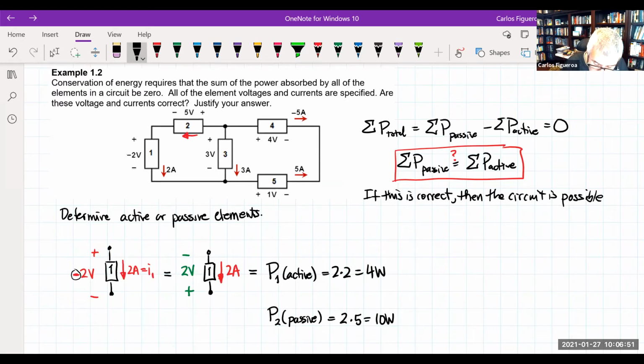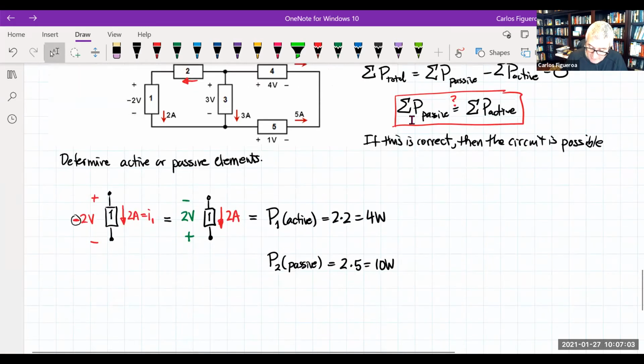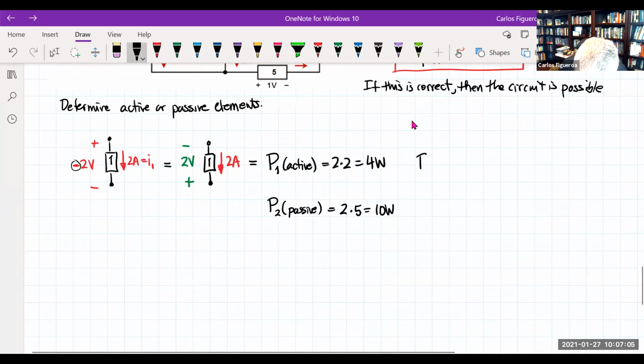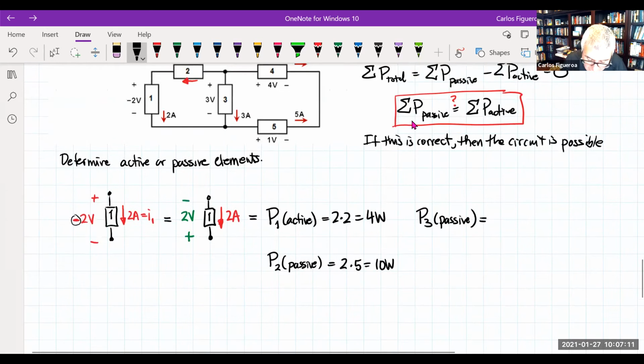Let's go to 3. Look at 3. You could see that the current is entering the positive terminal. So then I could come over here and say, okay, P3 is clearly passive because of the terminal here. And we could see that this is going to be 3 times 3, which gives me 9 watts.